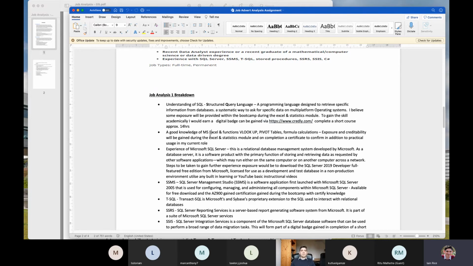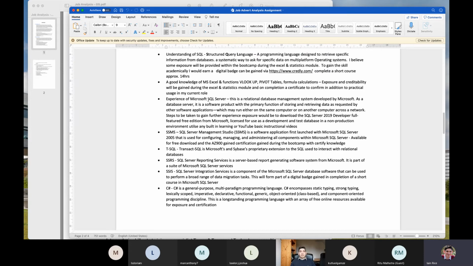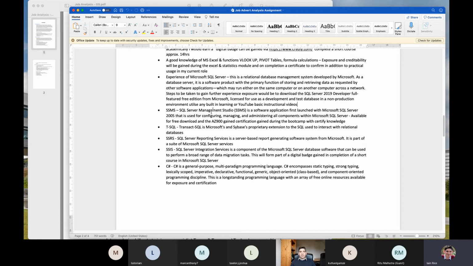Okay. The next thing, a good knowledge of Microsoft Excel and functions, VLOOKUPs, pivot tables and things, all stuff that we're going to cover on our week with Excel, and when you go and do the Microsoft Excel certification. Perfect. Experience of Microsoft SQL Server, where you're going to be using Microsoft SQL Azure Server later on, so that won't be a big surprise at all. But if you can use SQL, well, you can use SQL Server. So there's a lot of data handling with this job. They want you to be working with databases a lot.